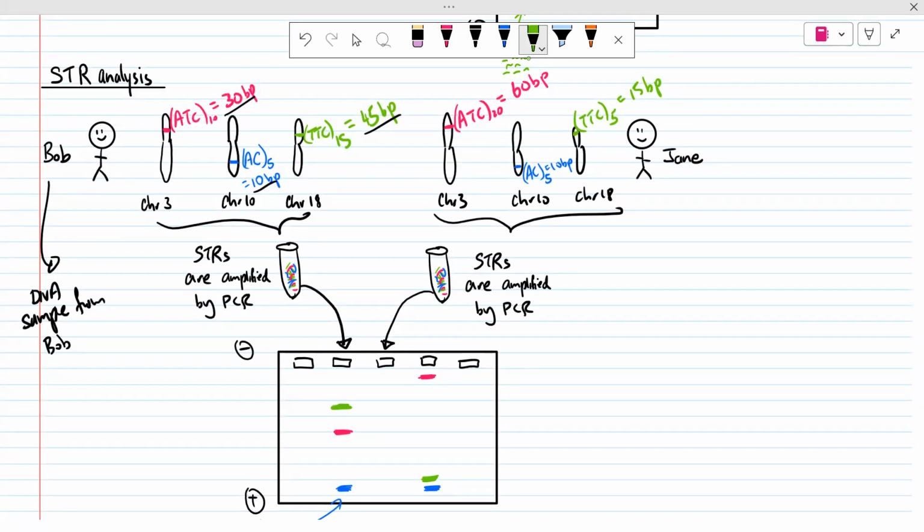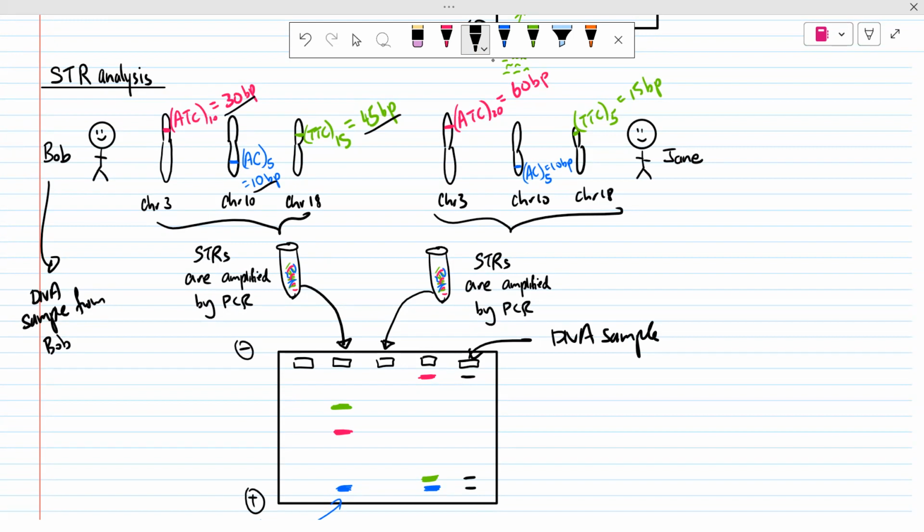So by using this technique, by analyzing the STRs at 3 separate locations, in this case, we can tell Bob and Jane apart. So, if there's a crime scene and I find a DNA sample at some crime scene, and it has 3 lines, and I know it was Jane's sample at the crime scene and not Bob's, right? So that's basically how DNA fingerprinting works.